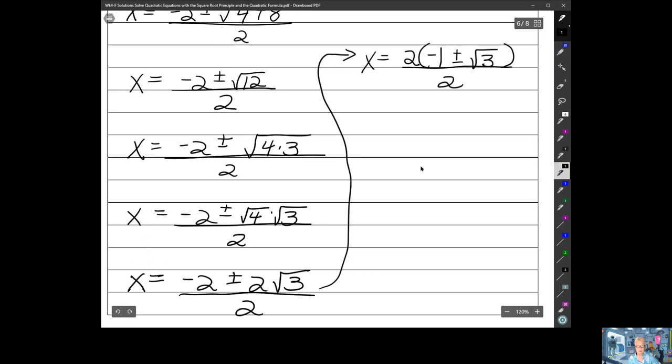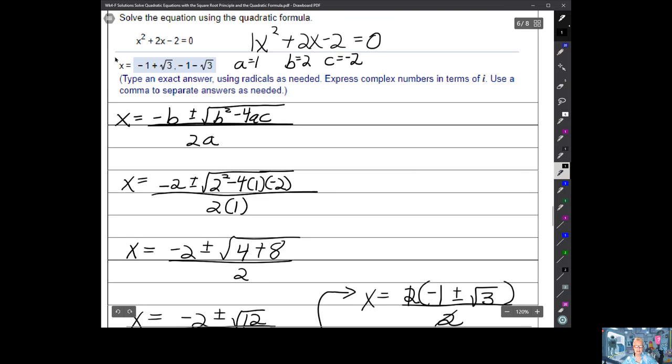over 2. You can check yourself by saying 2 times negative 1. Yes, that's negative 2. And 2 times the square root of 3 is 2 times the square root of 3. Okay. So now notice that a 2 up here will cancel a 2 down there. As long as that 2 is pulled out as a factor, you can cancel with the 2 down there. And you're going to be left with X equals negative 1 plus or minus the square root of 3. And so this is X equals negative 1 minus the square root of 3, comma, negative 1 plus the square root of 3. Let's see if my math lab agrees. And it does.